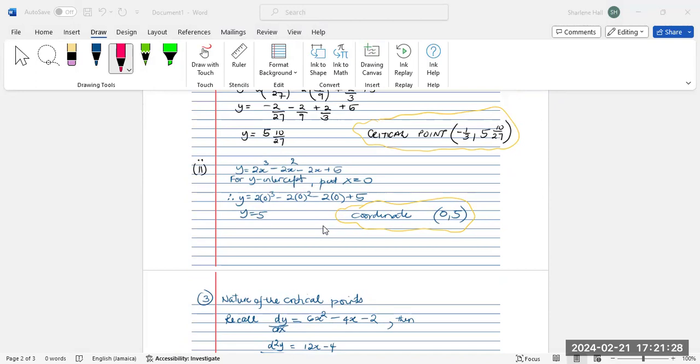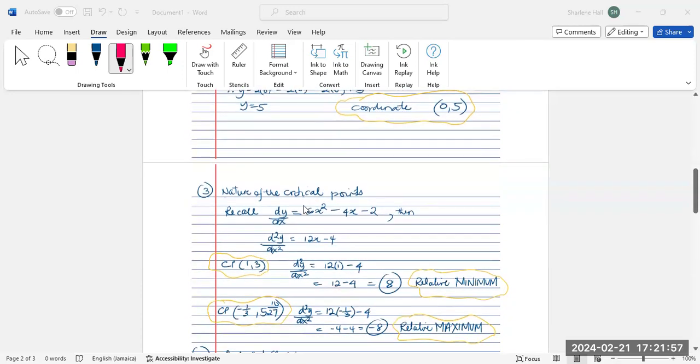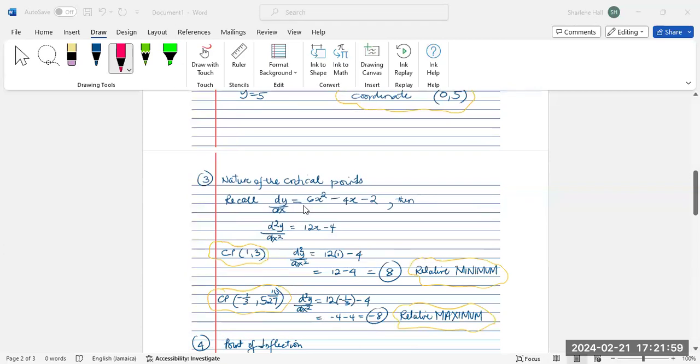Did you calculate the y-intercept? Yes, sir. 0.5. Good job. What's the nature of the critical point? Eight and -8. Yeah, but tell me, the -8 is what and the 8 is what? 8 is minimum, the -8 is maximum. Very good. It's a point of inflection.